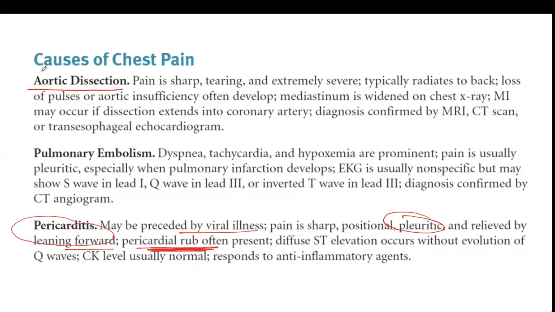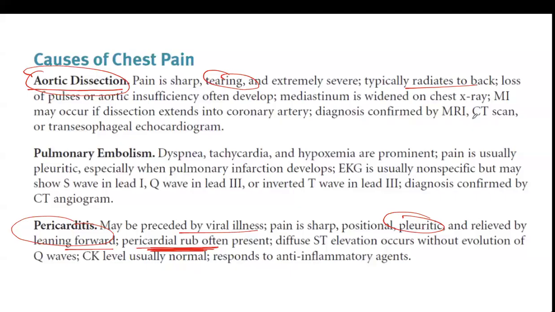Next is aortic dissection chest pain. Now this is also sharp, but this will be extremely severe pain, 10 by 10. So the patient will say, I've got a sudden, severe, sharp chest pain, feels like tearing. And the pain will be retrosternal, that means just center, and it will radiate to the back.